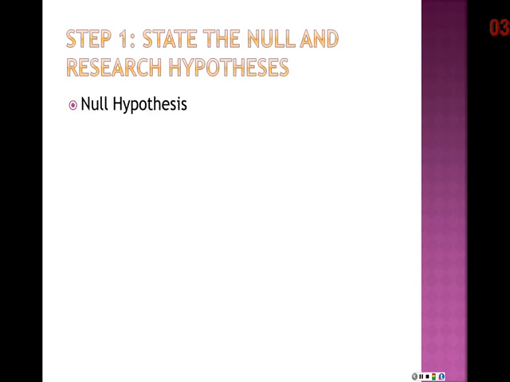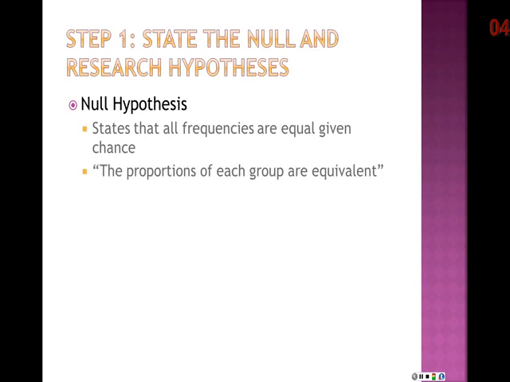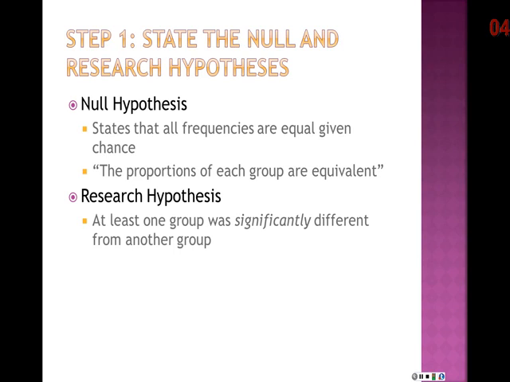So in this case, let's take option number 2. Let's just see if there are significant differences across groups, given chance. In our case, the null hypothesis always states that the frequencies are equal given chance. So an example would be the proportions of each group are equivalent. They're the same. That's the null hypothesis. The research hypothesis, on the other hand, hypothesizes that at least one group is significantly different from another group. So here, the proportions of each group are not equivalent. What we're saying here is that there are differences across groups. So those are the null and the research hypotheses.